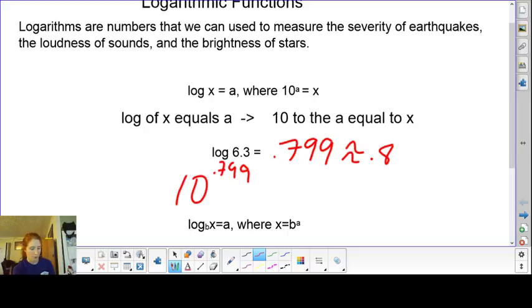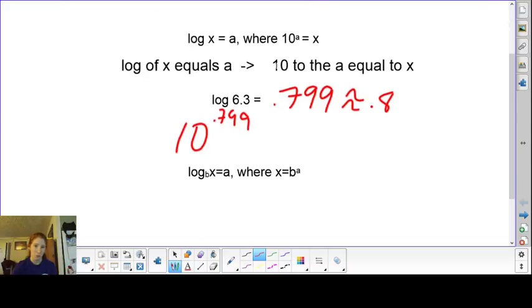So on my calculator, I'm going to hit 10, the up arrow under clear, and 0.799. I basically get 6.3. If I did 10 to the 0.8, I get a little over 6.3. But it's essentially 6.3. So logarithms and the 10 to that exponent is what gives me it. And this, because there's no base written here, is like saying log base 10, because it's an invisible 10.